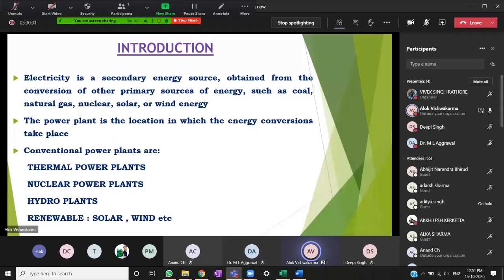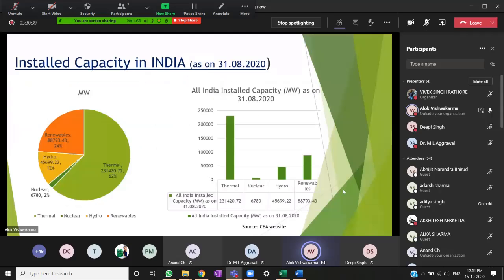Before I start on the actual working of a thermal power plant and its various dimensions, I would like to give a brief idea about the power scenario in the Indian power sector. This is the total overview of installed capacity, that is power capacity, in India. This data is as of 31st August, one month back. Thermal power generation is in the range of 231 gigawatt, and that constitutes around 62% of the total power installed in our country.